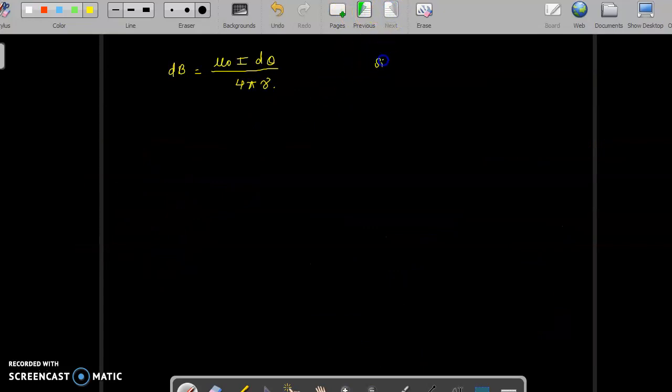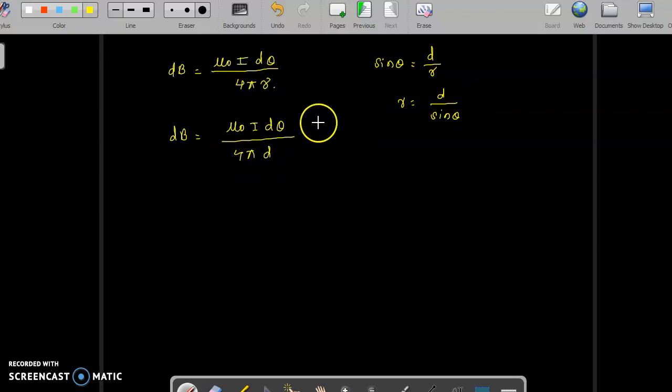So sine theta is the opposite side d by the hypotenuse r, so r becomes d by sine theta. Substitute it here, so dB becomes mu naught I d theta by 4 pi. So r is d by sine theta, so d goes to the denominator and sine theta goes to the numerator.